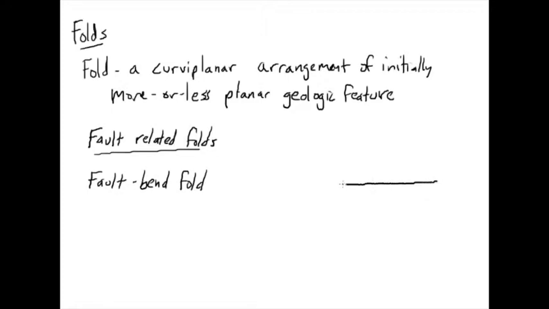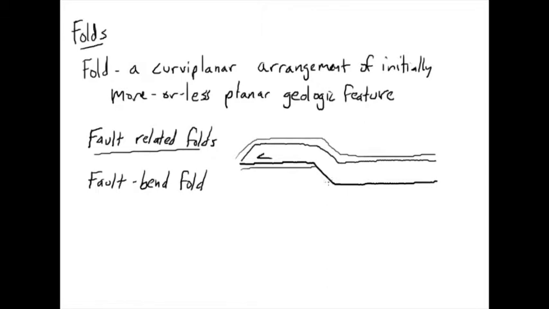So if we have a fault here, and it's carried up some stuff. Okay, so here's this fault, and because it's gone up this ramp and then flattened out, the layers above it are folded. So we call that a fault bend fold because the fault's taken a bend.